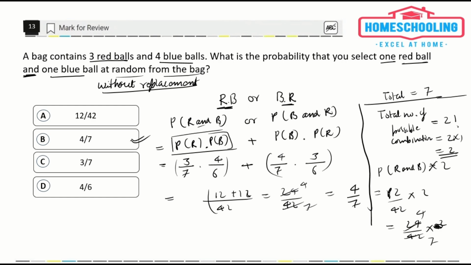So either you can solve it like this, or you just have to find the probability of a red and blue ball and multiply it by the total number of possible outcomes. That is 2, because either we can have red and blue or blue and red. So these are two methods. This is slightly lengthy and this is slightly smaller. It needs a little bit less calculation.